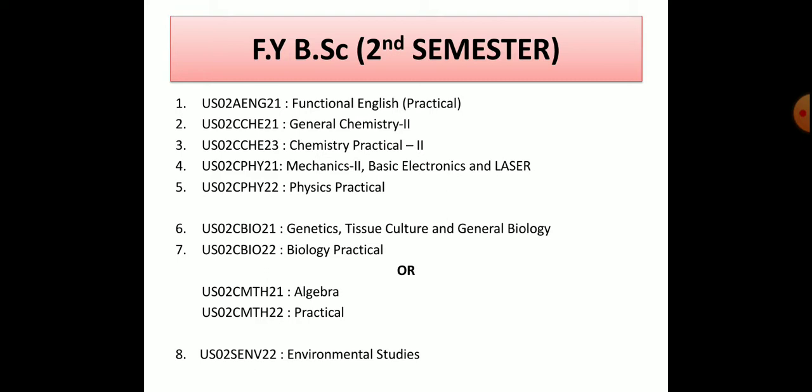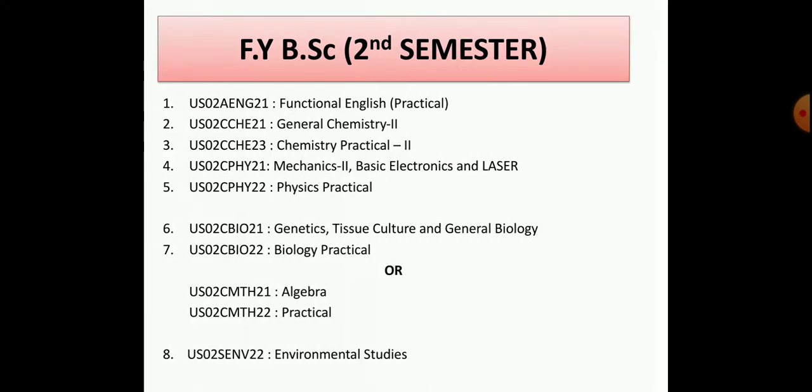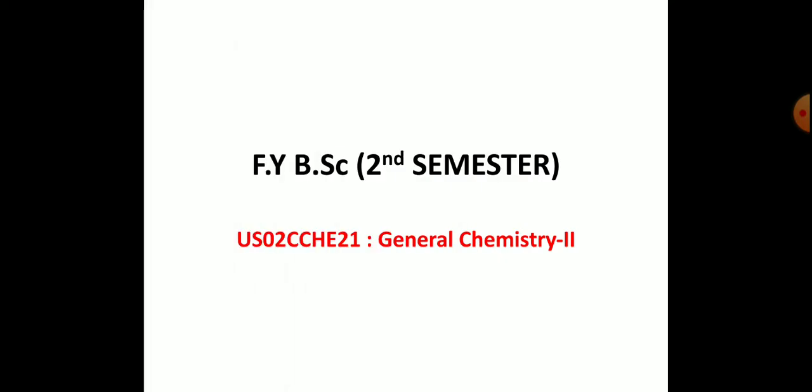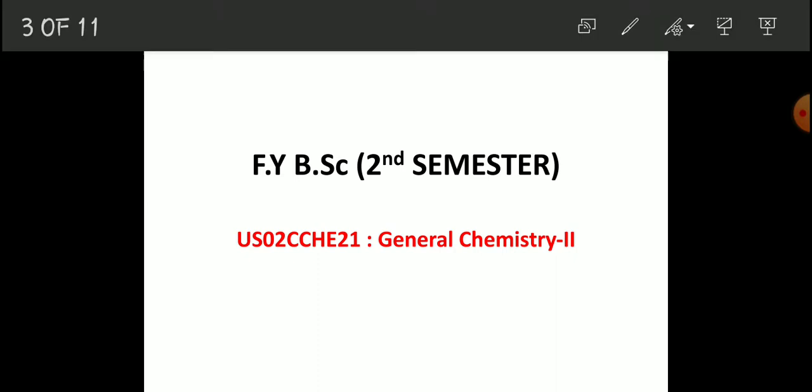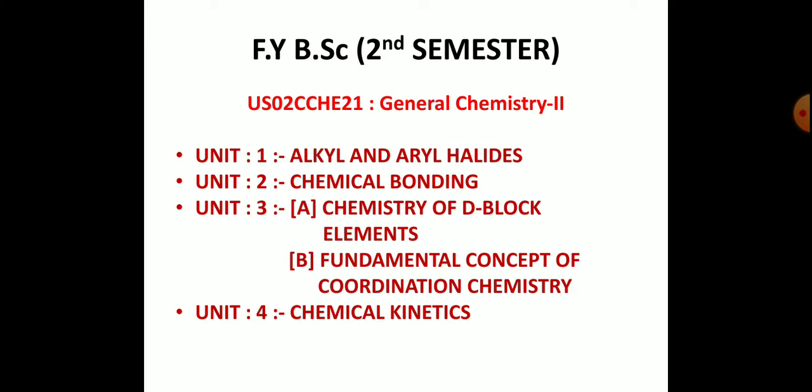Now we start our subject, that is US02 CCHE 21, General Chemistry 2. In this paper there are a total of 4 units. They are listed as follows.